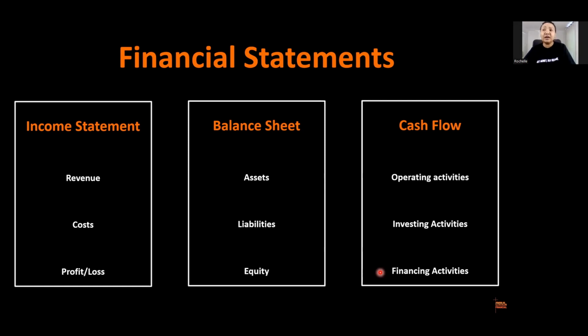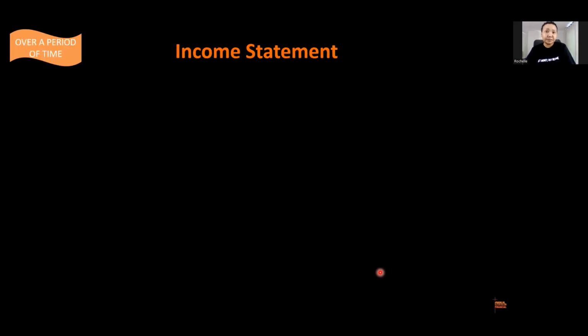Now let's break down each of these three statements. An income statement. The first thing that you need to know is an income statement is over a period of time. What does that mean? It means you look at an income statement for a certain period. So it can be an income statement for 3 months, for 6 months, for 9 months, for a full year. It's over a period of time.